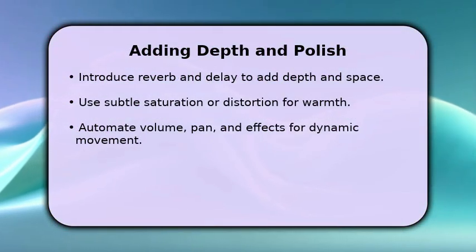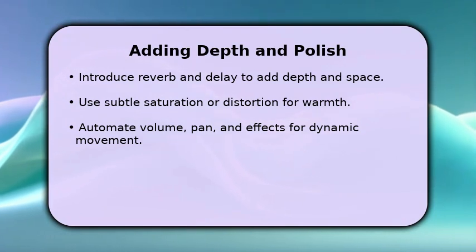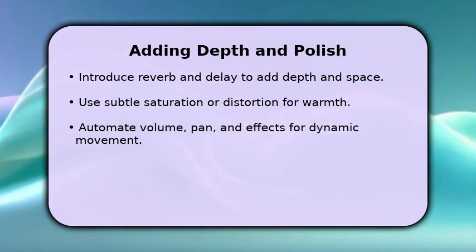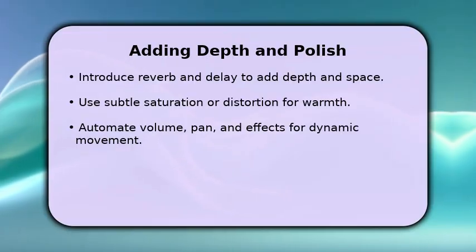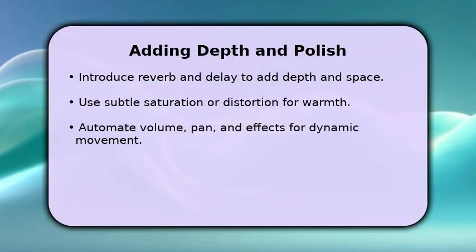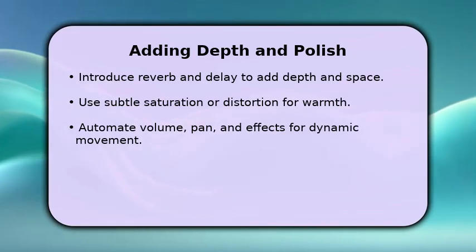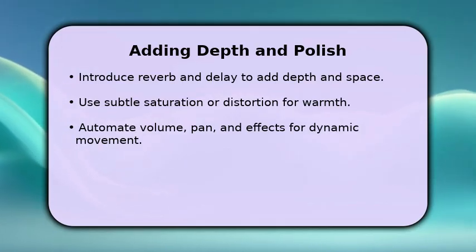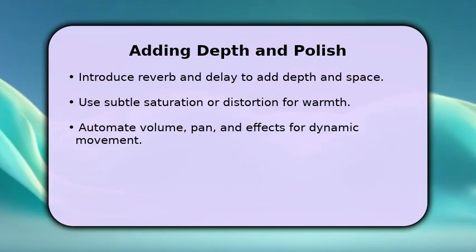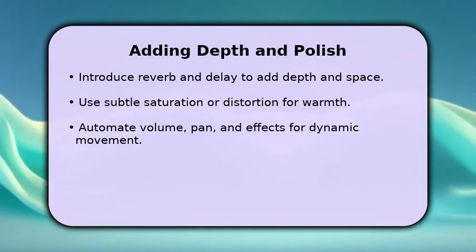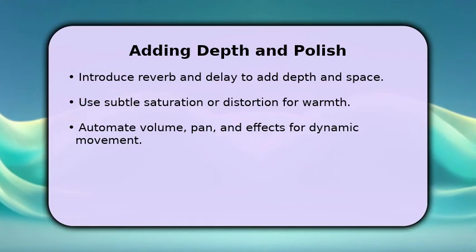Finally, it's time to add depth and polish with effects and automation. Incorporate reverb and delay to create a sense of space, perhaps a short reverb on drums and a longer one on vocals. Consider subtle saturation to add warmth and character to your mix. Then, automate volume, panning, and effect parameters to create dynamic movement throughout the song. Before exporting, listen on at least 3 different playback systems to ensure your mix translates well everywhere.